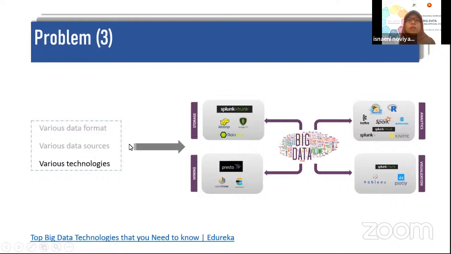And there are examples for each category, such as for storage, we have Hadoop. We have MongoDB for unstructured data. For mining, we have RapidMiner or Elasticsearch. For analytics, we have Spark, R, or Python that we learned yesterday. And for visualization, we have Tableau, Plotly, or maybe if you're familiar with Power BI, we can use that too.